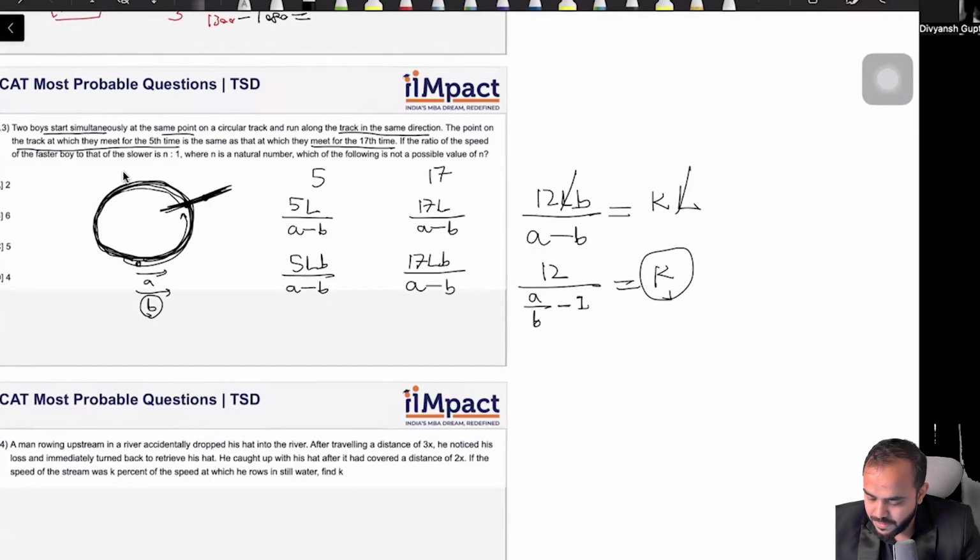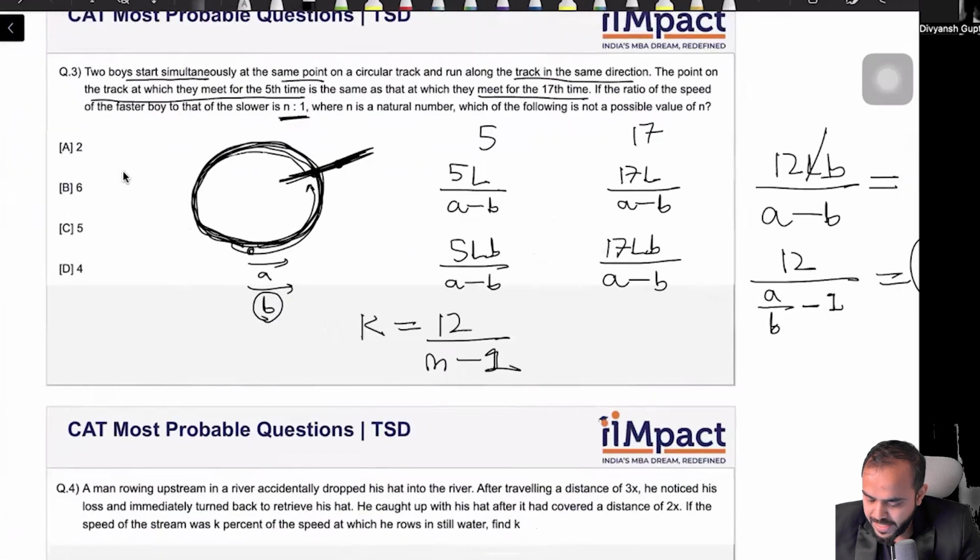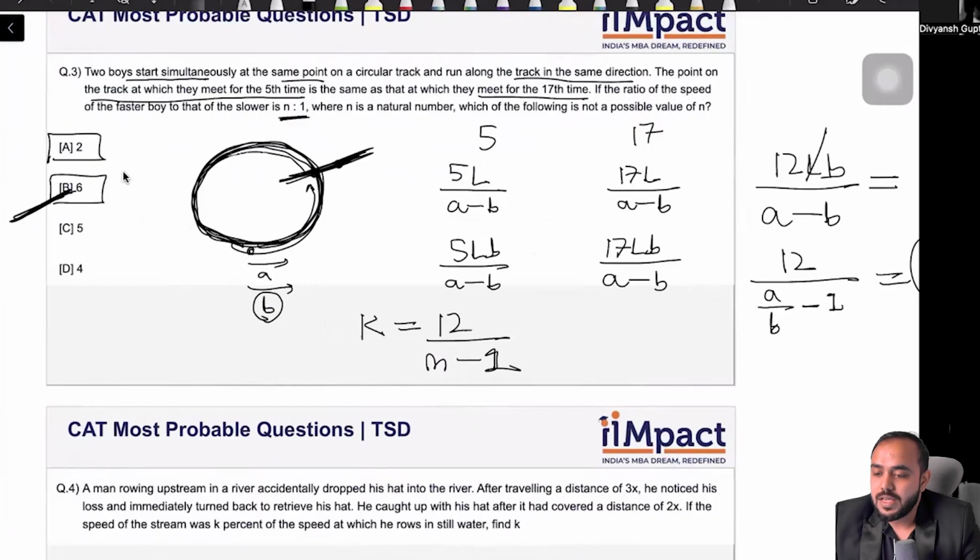Now A by B is given to us as N, and they are asking us which of the following is not a possible value of N. So I am getting K is an integer which should be equal to 12 divided by N minus 1. So now I can put values of N here. N equal to 2 will work because I'll get K as 12. N is equal to 6 will give me K is equal to 12 by 5, which is not an integer. So 6 is not possible, and 6 will be my answer. You can check for 5 and 4 corresponding to these two also. You will get K as an integer. So answer will be option number B.